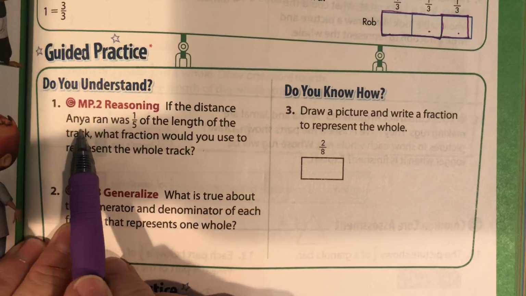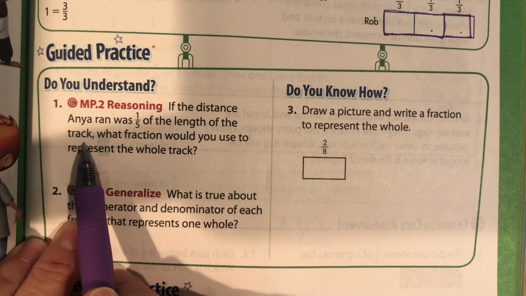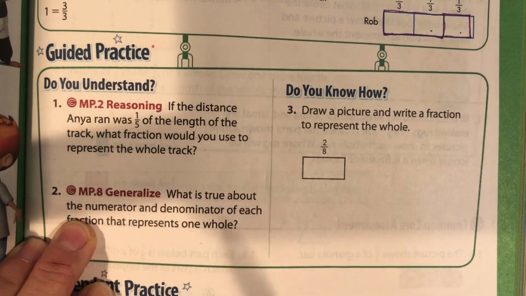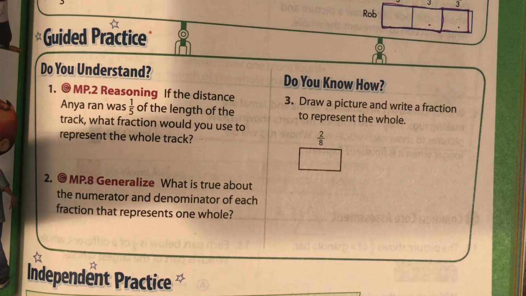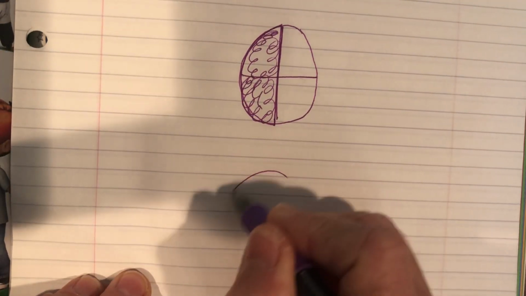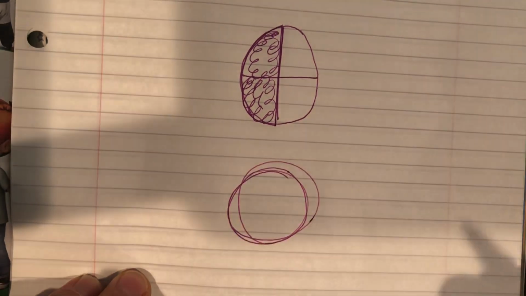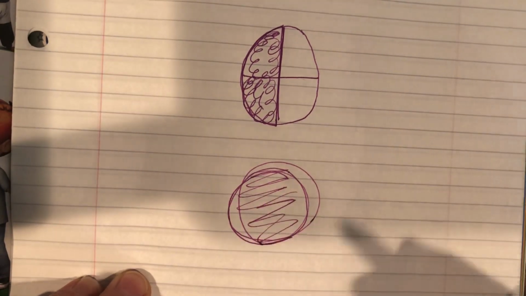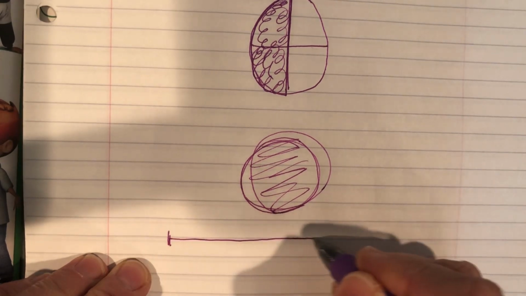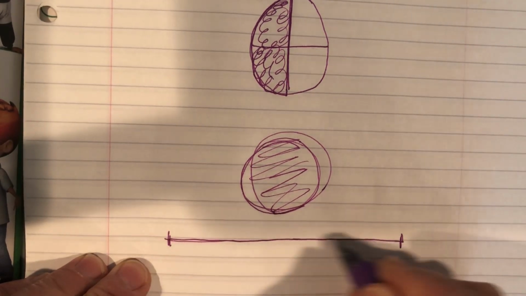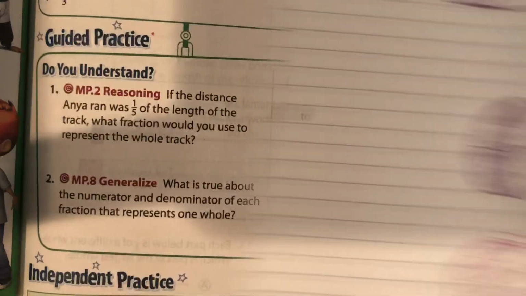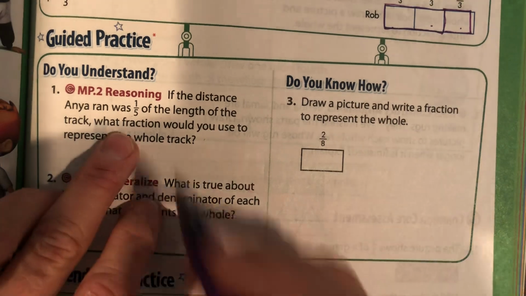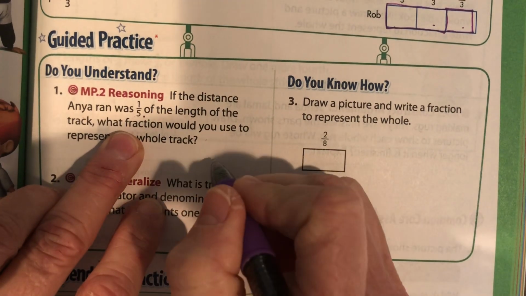All right, if the distance that Anya ran was 1/5 of the length of the track, what fraction would you use to represent the whole track? Okay, we want to represent the whole. The whole means that her track went like this and she's run all the way around it, okay? It means the whole thing is filled in. So if her track is this long, she's completed it. If this is 0 and this is 1, she's done the whole thing, if it's to represent the whole track. So how many parts total do we have?